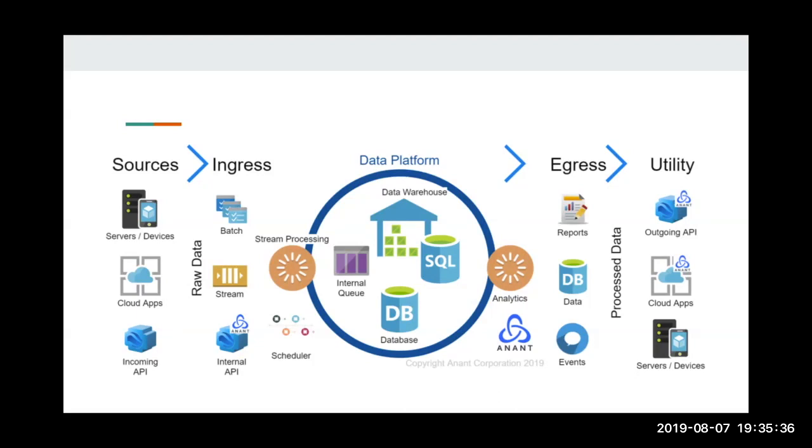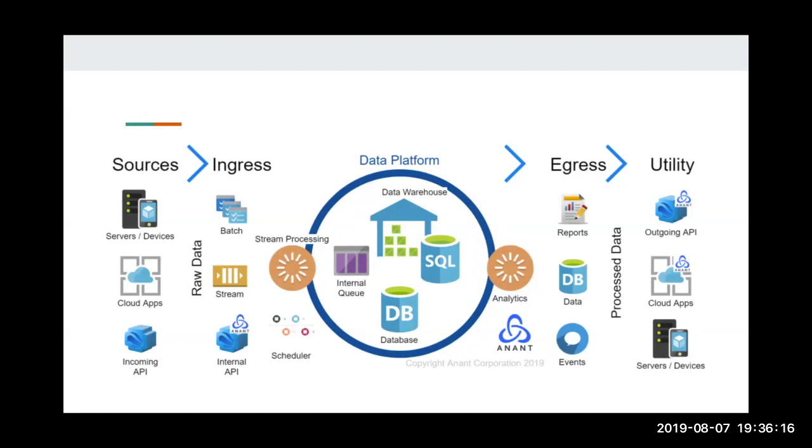Finally, after the data is sitting around in a data warehouse, maybe you do analytics on it. What that analytics means, it could be business intelligence, just reports, descriptive analytics. It could be machine learning, predictive analytics that creates reports and basically says, hey, this is where things are going. Or it could be prescriptive analytics where it's telling you what to do based on what's happened. And it could actually send out events. Right? And those things then go out to outgoing APIs, cloud apps, and servers and devices.